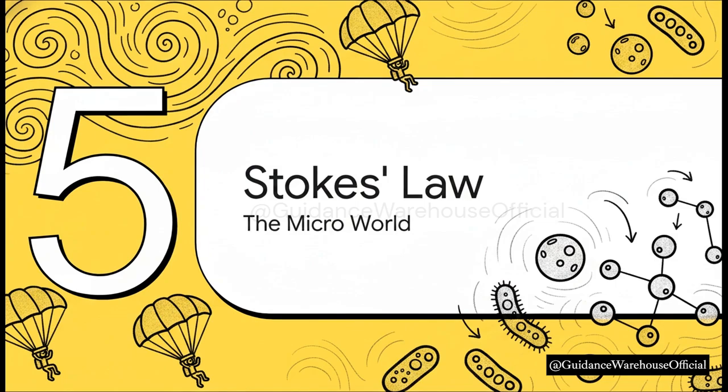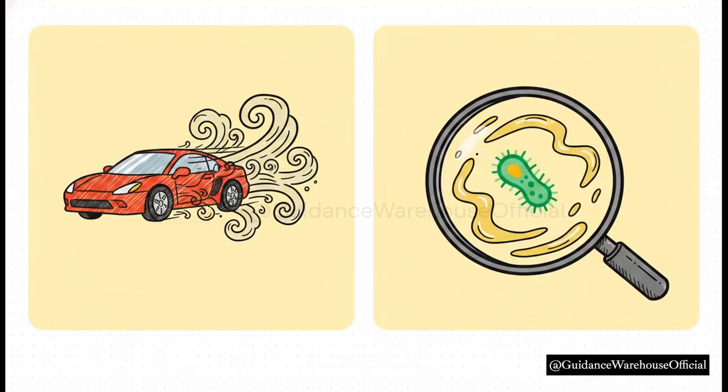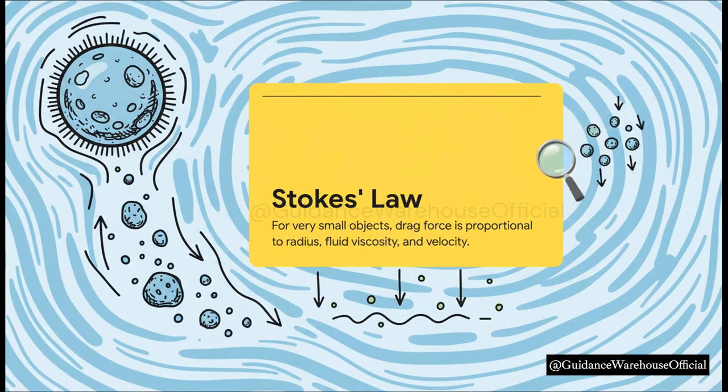All right, let's shrink things way down to the microscopic level for Part 5, Stokes' Law and the Micro World. Now, here is where physics throws us a really fascinating curveball. Everything we just talked about with velocity squared, that actually only applies to macro objects, stuff like cars, baseballs, and skydivers. But for micro objects like bacteria, dust, or pollen that are moving super slowly through fluids, the physical rules completely change. For them, drag force is no longer proportional to velocity squared. It's proportional only to velocity, just v. This linear relationship is what we call Stokes' law.